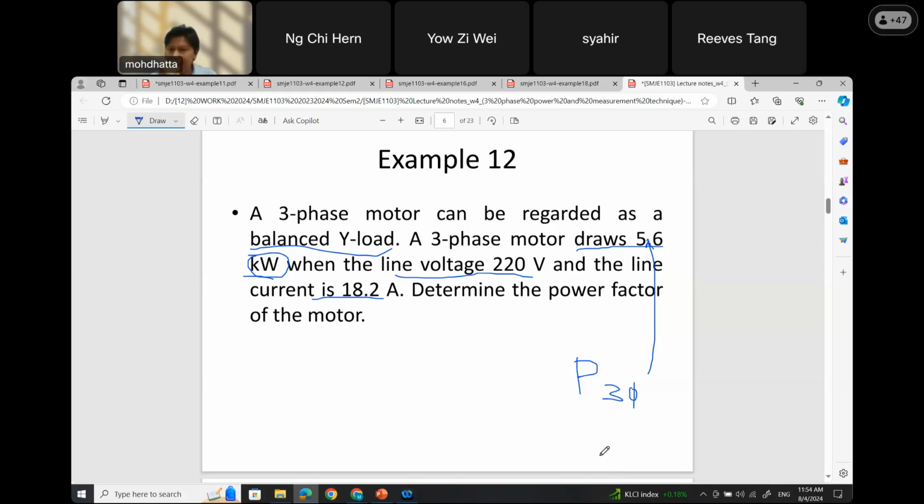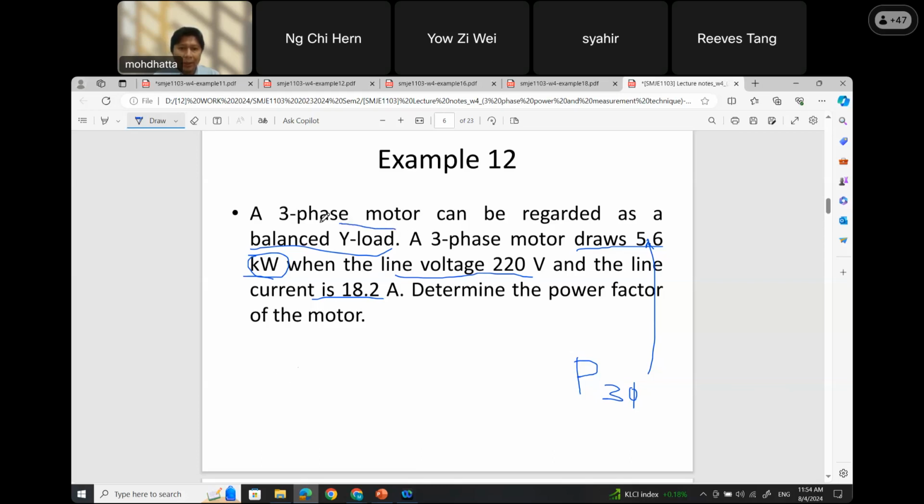So you must read the information given in the question. You should understand it very well. Otherwise, you will be going in the wrong direction. Okay, that's one. And the rest will be very obvious.